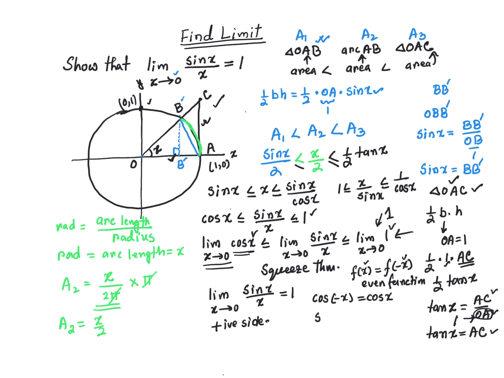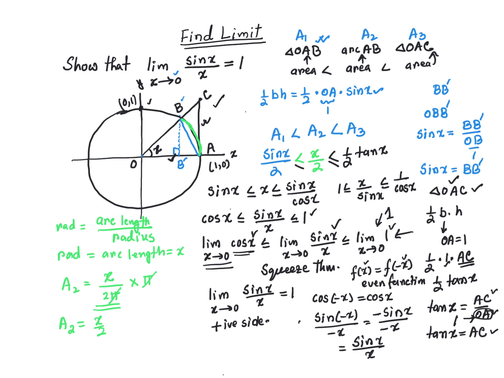And then sine of negative x over negative x: sine of negative x is negative sine of x, divided by negative x, and that is the same as sine of x over x. So f of negative x is the same as f of x for sine of x over x. So it is an even function. So we are good to go.